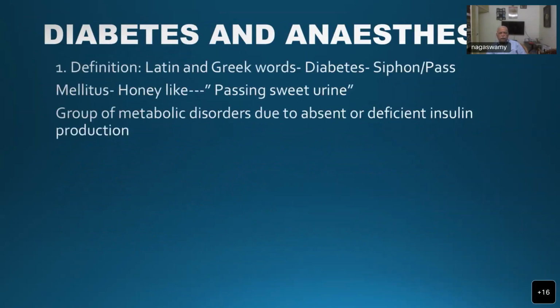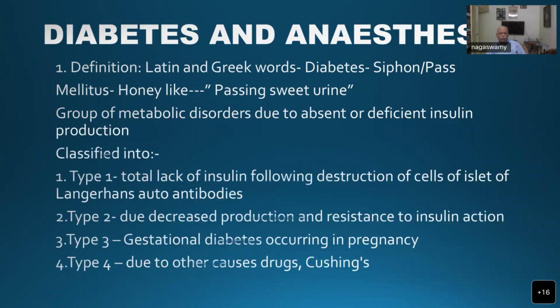Now, diabetes mellitus is a combination of Latin and Greek words. The word diabetes means siphon or pass. Mellitus means honey-like. So passing sweet urine is the literal meaning of the word diabetes mellitus. So it's a group of metabolic disorders due to complete absence, deficiency, or resistance of insulin in the body.